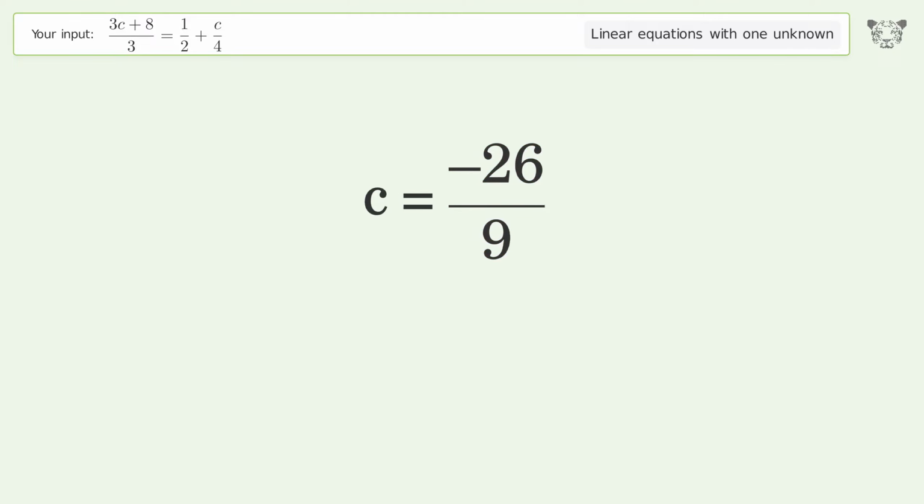And so the final result is c equals -26/9.